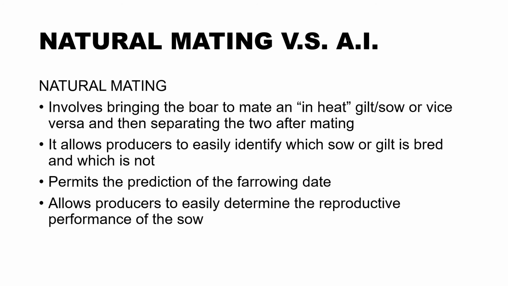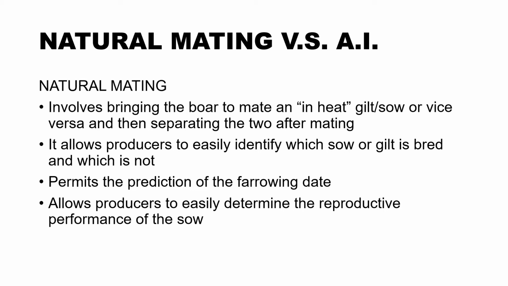So on natural mating versus AI, when we say natural mating, it involves bringing the boar to mate in heat yung may estrus na gilt or sow or vice versa. Pwede mo namang gawin is yung mga sow in heat mo yung papupuntahin mo doon sa boar. And then separating the two after mating. So after mating, then separate mo ulit.